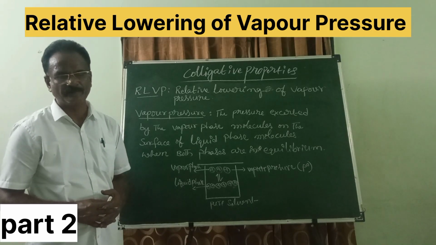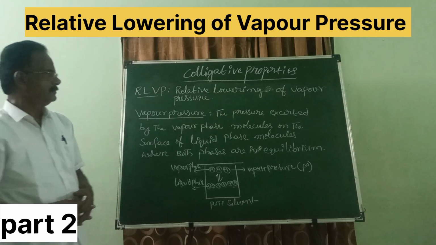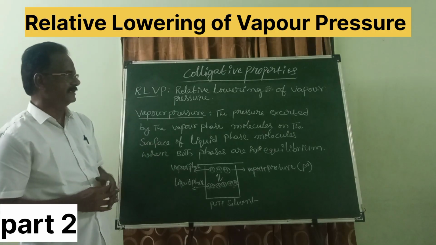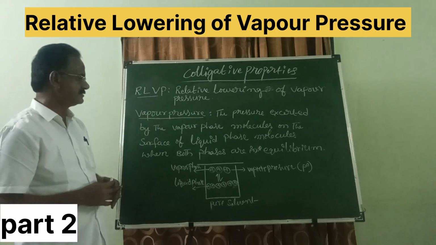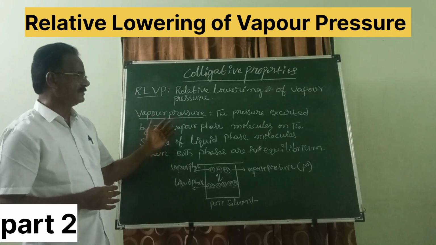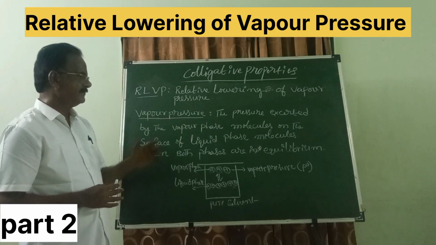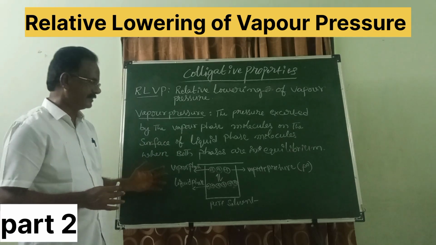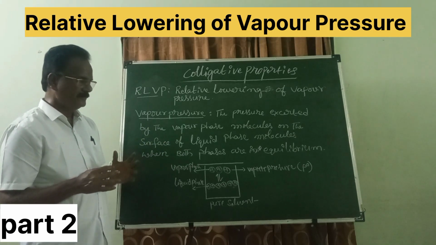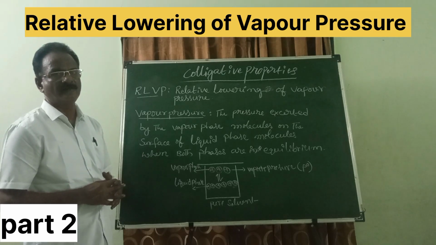So now let us check the definition again. The pressure exerted by the vapor phase molecules on the surface of liquid phase molecules when both phases are in equilibrium is called vapor pressure. Clear?